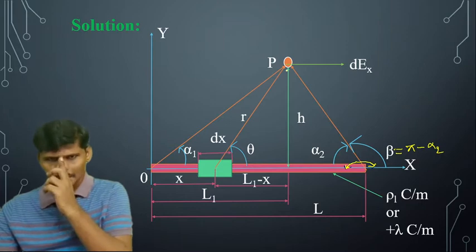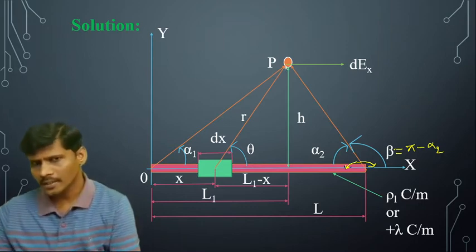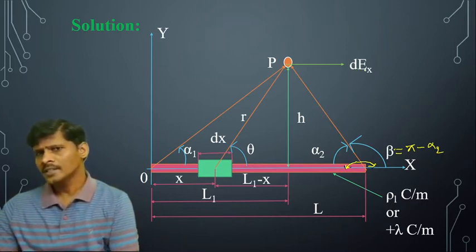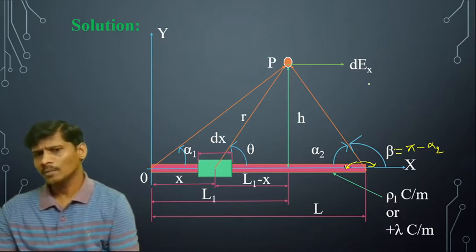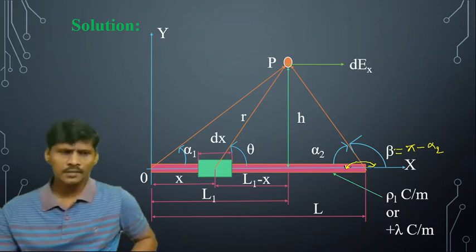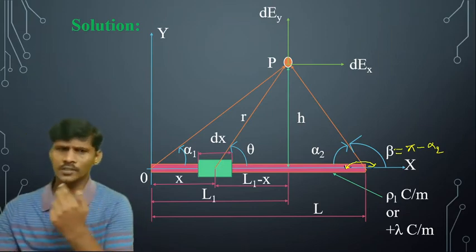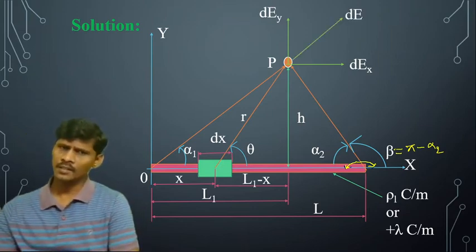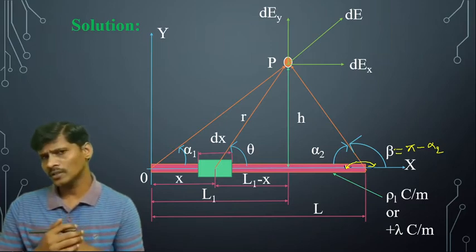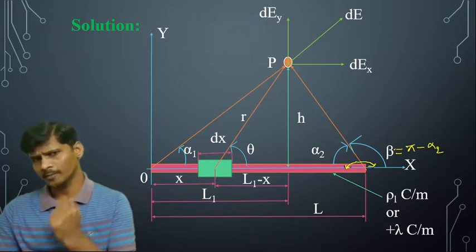At point P, calculate the electric field intensity. dEx is the electric field intensity component along the x-axis direction, dEy is the component along the y-axis direction, and dE is the resultant electric field intensity. Calculate the electric field intensity at point P.